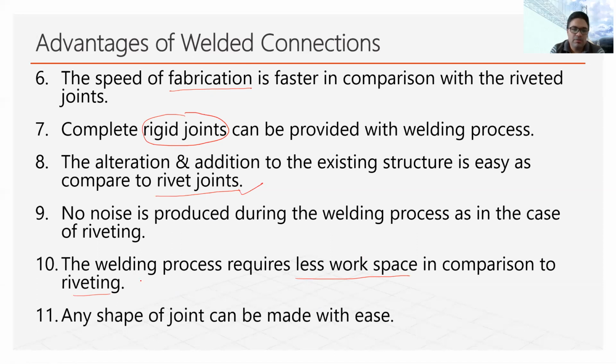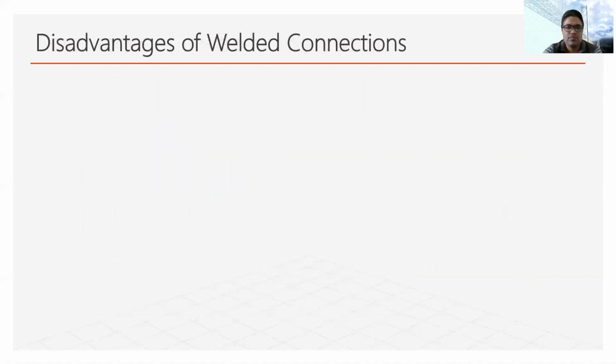And any shape of the joint can be made with ease. Most of the joints in structural steel work can be joined using the welding process. Now, welded connections have some disadvantages also. So we will see what those disadvantages are.